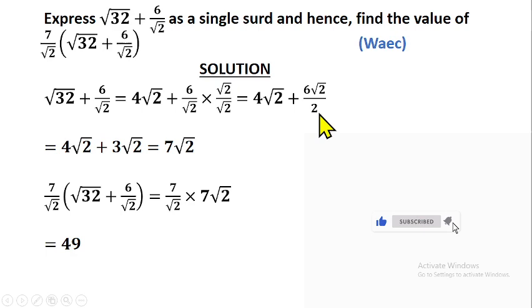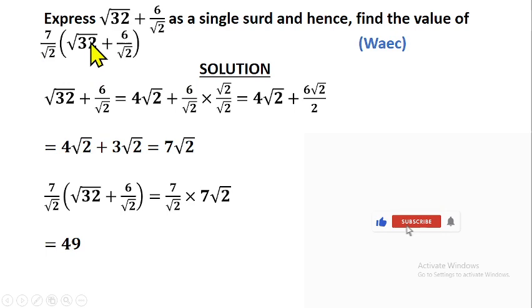Then what can we do here now? 2 can go in 3, is that correct? 2 can divide 3, that will be 3. So 2 can go in 6 rather. That will give us 3. So that means we are left with 3 root 2 here. So that means we are having 4 root 2 plus 3 root 2. So 4 root 2 plus 3 root 2 will give us 7 root 2. So when we simplify this one, we get 7 root 2.